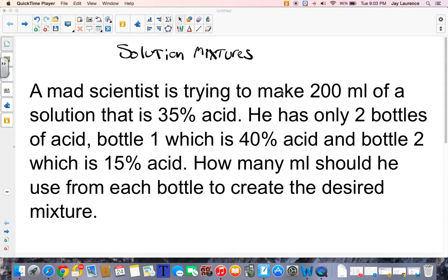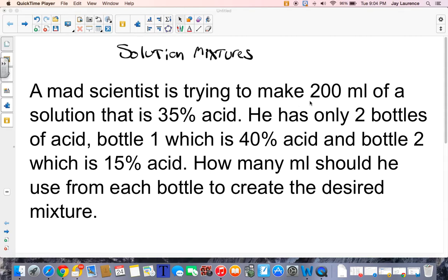A mad scientist is trying to make 200 milliliters of a solution that is 35% acid. So we want it to be 35% acid. I assume the other 65% is water, okay? That would be pretty acidic, by the way. I'm not sure what type of acid we're talking about, but 35% acid would be kind of dangerous. It would hurt your skin.